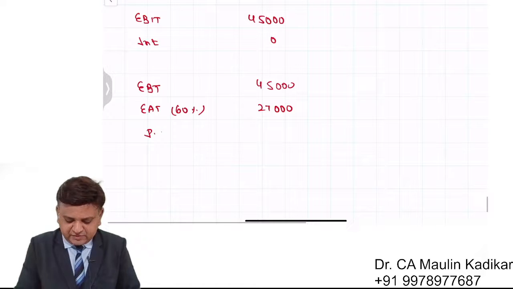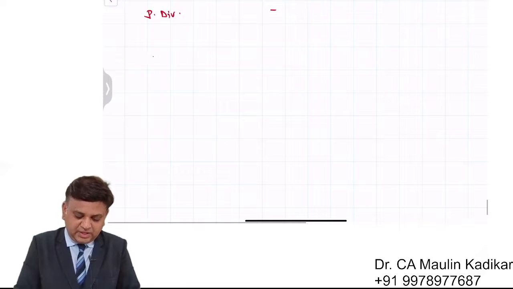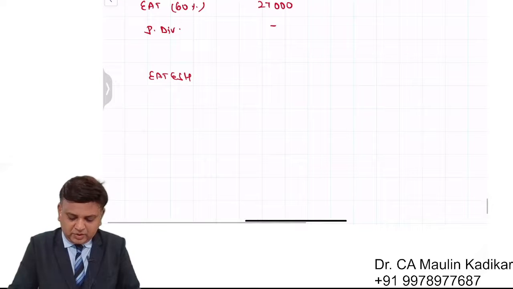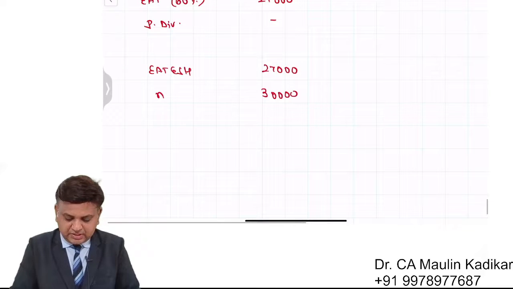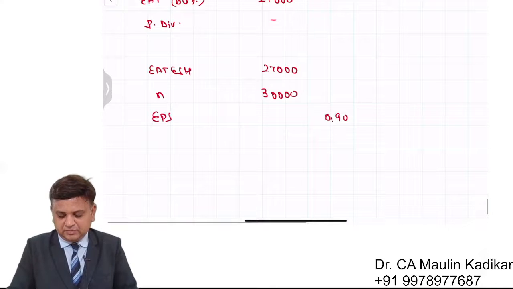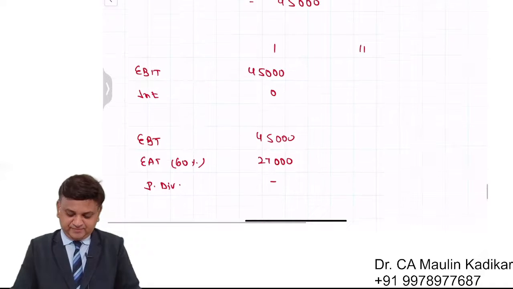There is no preference dividend. So earning available to equity shareholders is 27,000. Number of equity shares 30,000. EPS is 90 paise. That is the way we can compute the EPS.